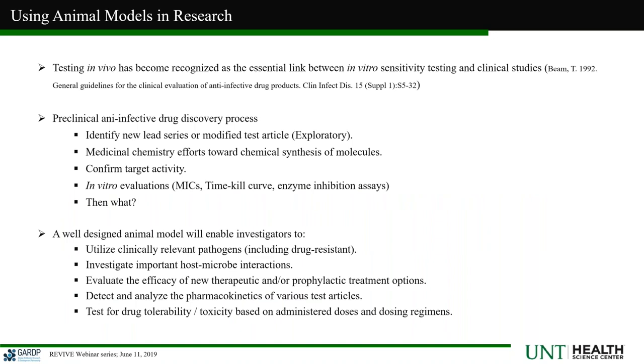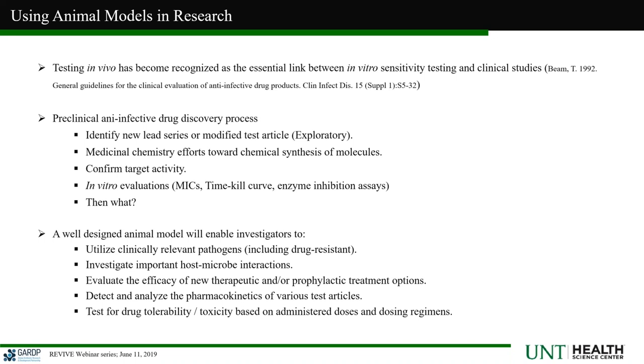So testing, if you look at this article, testing has become a very recognized and essential part. And when you're looking at preclinical anti-infective, the process, whether that be in a small company or in a large pharma, it really starts with formation of an exploratory team where you identify a target or you identify a lead series or modifications of known series. Medicinal chemistry efforts kick in to synthesize more and more molecules. You'll confirm your target activity in vitro.